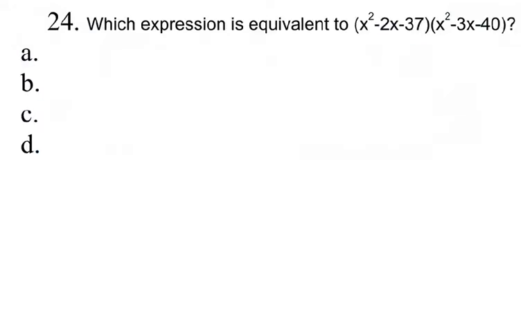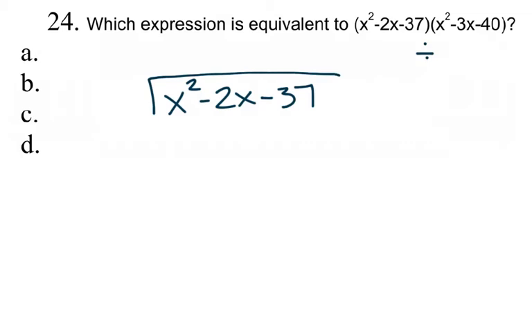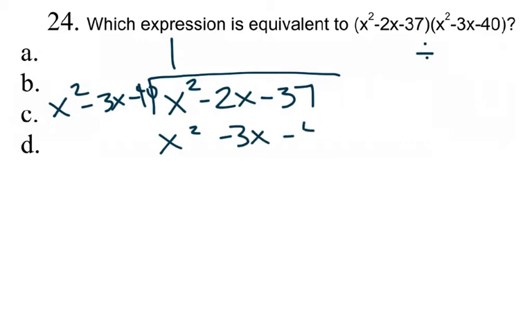Alright, so which expression is equivalent to this? Okay, Apple computers are really starting to make me mad. There's a division sign between those. So what I'm doing is I'm dividing this by this. Okay, so what do I got to multiply x squared by to get x squared? 1. And then I'm going to multiply. 1 times x squared is x squared. 1 times negative 3x is negative 3x. 1 times negative 40 is negative 40.